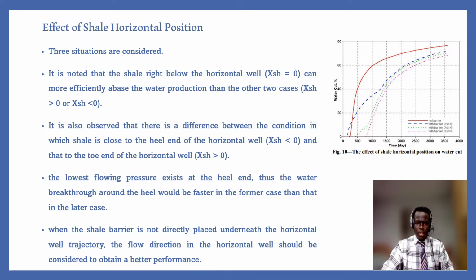It is also observed that the lowest flowing pressure exists at the heel, and hence the water breakthrough around the heel would be much faster in the former case than the latter case. Also, when the shale barrier is not directly placed underneath the horizontal well, the flow direction in the horizontal well is considered to be better. It has a better performance.